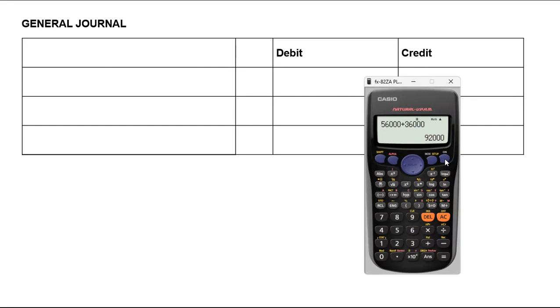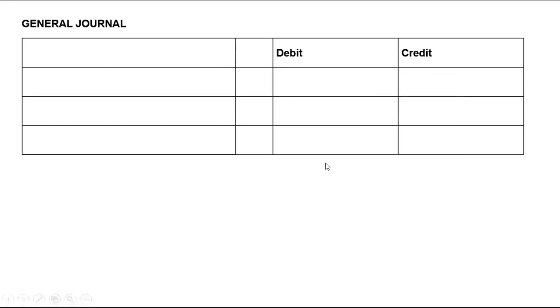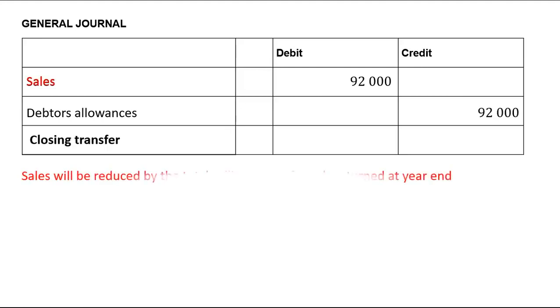This is what debtors allowances is sitting at the end of the financial year. But at the end of the financial year, debtors allowances will be closed off against sales. So you go straight to your sales, you subtract your debtors allowances. Sales decrease on the debit side, and your debtors allowances in total will be 92,000. And then you credit your debtors allowances. Remember, when you recognize debtors allowances, we debited it. So when we close it against sales, we reduced our debtors allowances. Now it'll be sitting at 0. And we call this a closing transfer.